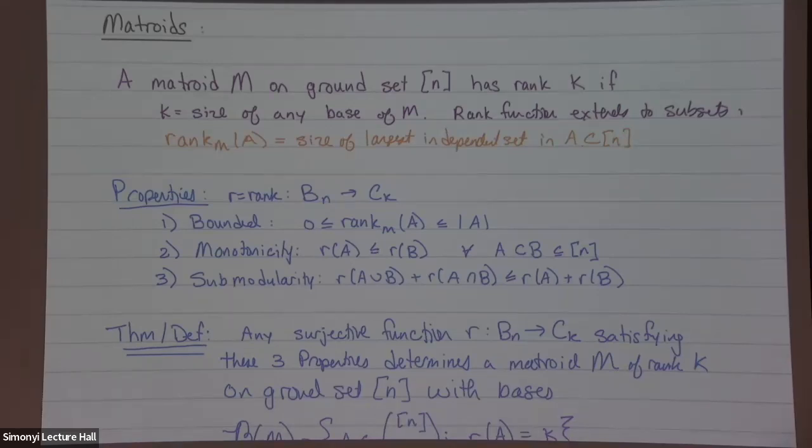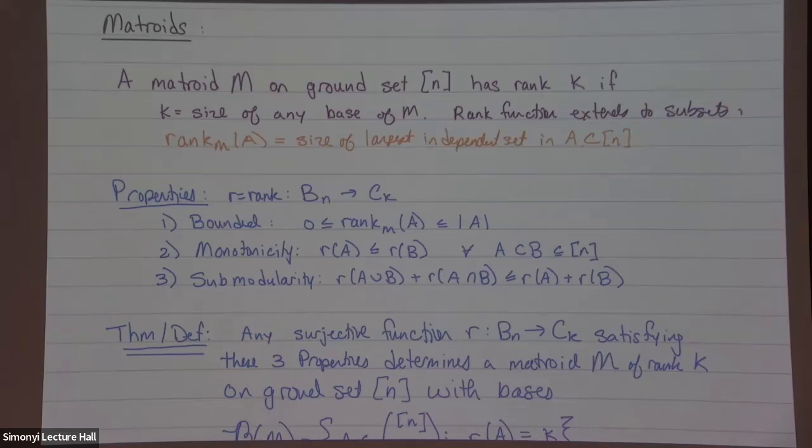Okay, so what are some properties of ranks of matroids like this? You can think of this rank function as a function from the Boolean lattice Bn to the chain Ck, if you'd like. It's going to be bounded: the rank of a subset A is between 0 and the size of A. It's going to be the size of the largest independent set. It's got this monotonicity property that the rank of A is always less than or equal to the rank of B if B contains A. So it grows monotonically as you go up a chain in the Boolean lattice. And it's got this nice submodularity property. That means that the rank of A union B plus the rank of A intersect B is less than or equal to the rank of A by itself plus the rank of B by itself.